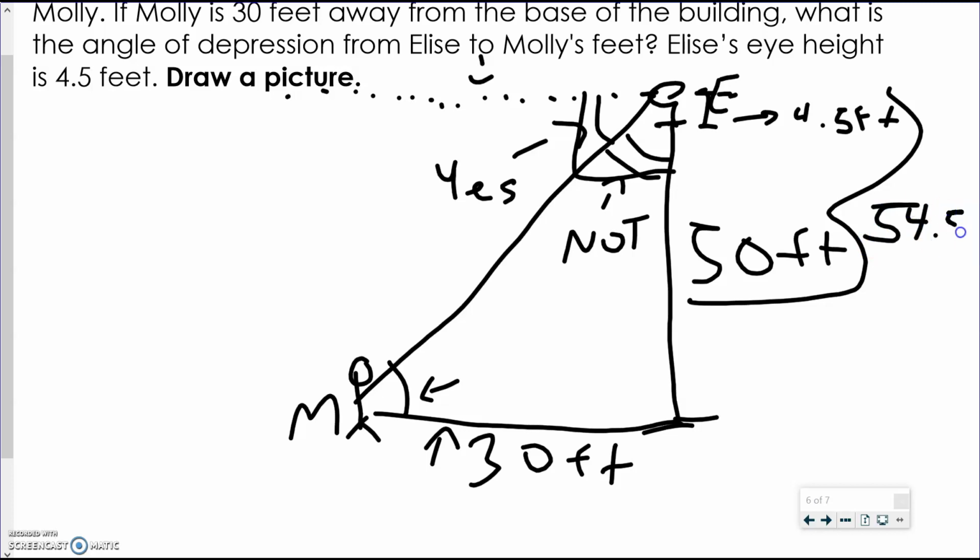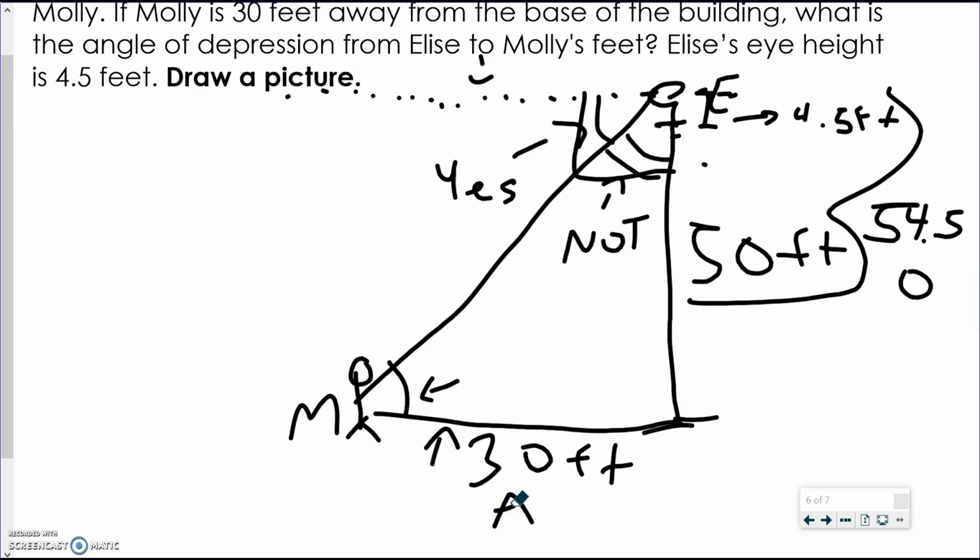54.5 feet. Because again, the triangle that we're dealing with goes up to Elise up here and not just the base of the building. If we were just dealing with the base of the building, then yes, it would be 50 feet. But because they added in the eye height of 4.5, we need to do 50 plus 4.5 up there. So solving for M, this 54.5 is my opposite, 30 is my adjacent.